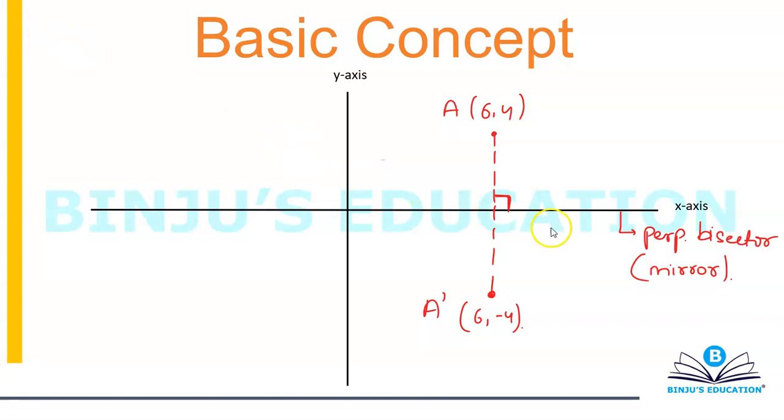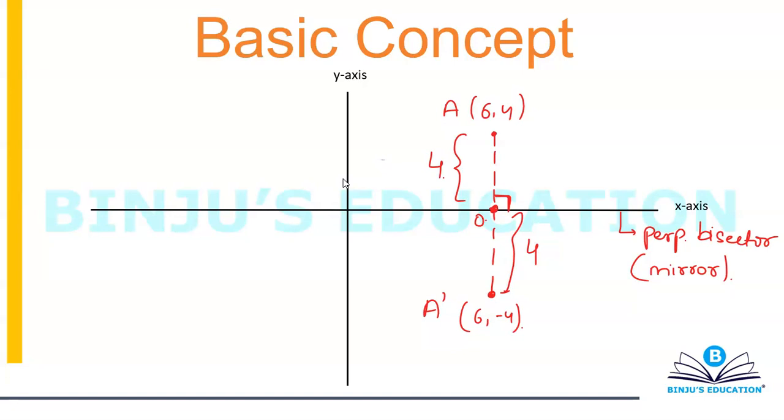So let's say this is that point. Let's call this point O. If you calculate, this distance is equal to the y coordinate, which is 4, and this distance is also equal to 4. So this point O, on the x-axis, is dividing AA dash into two equal parts.